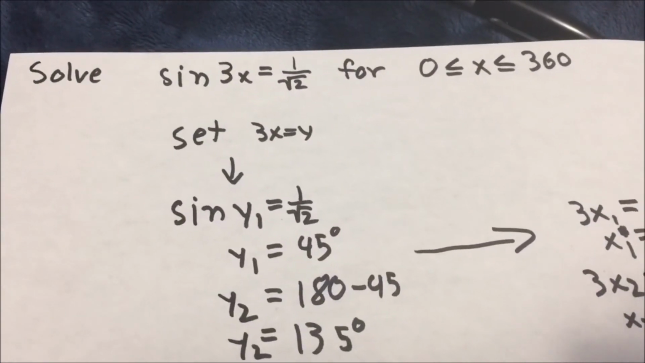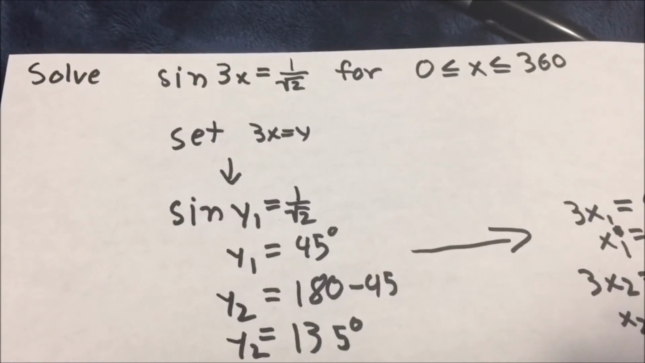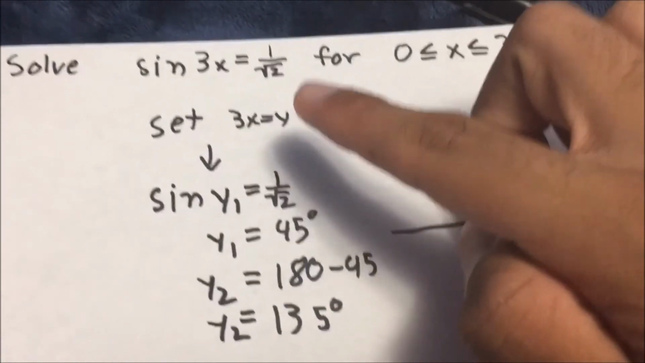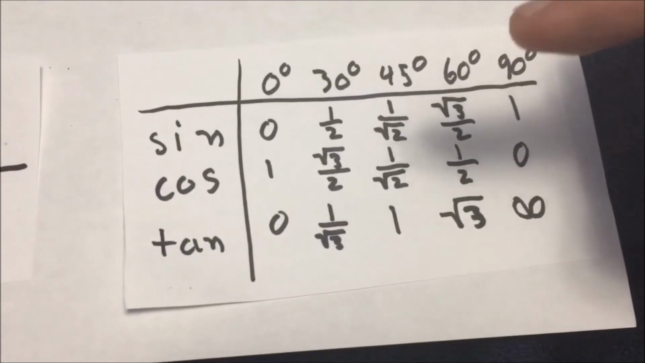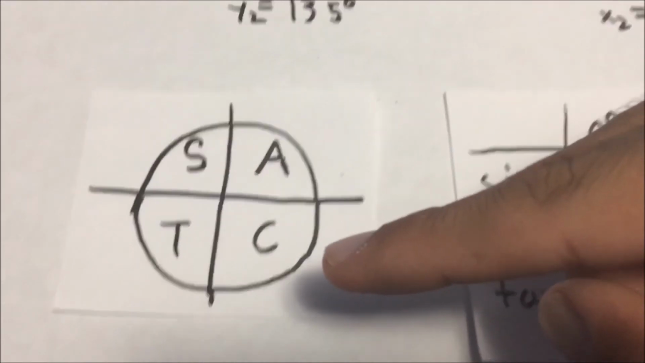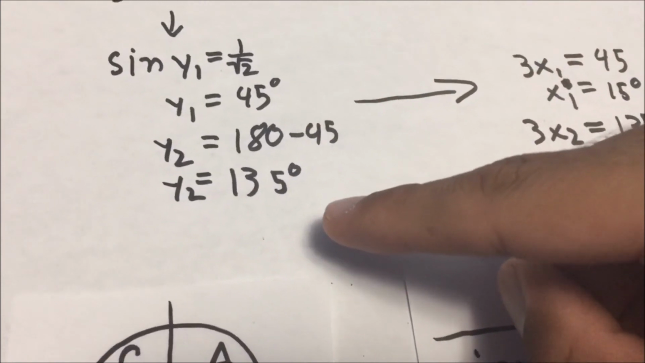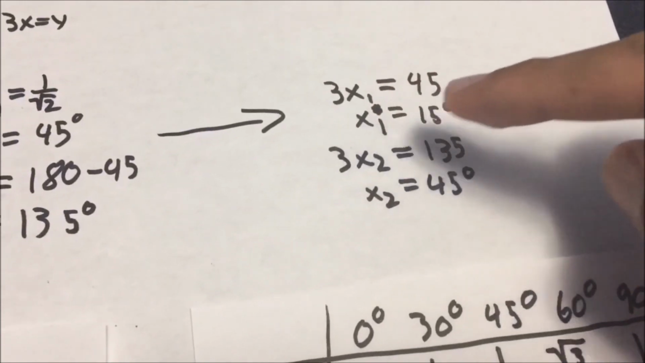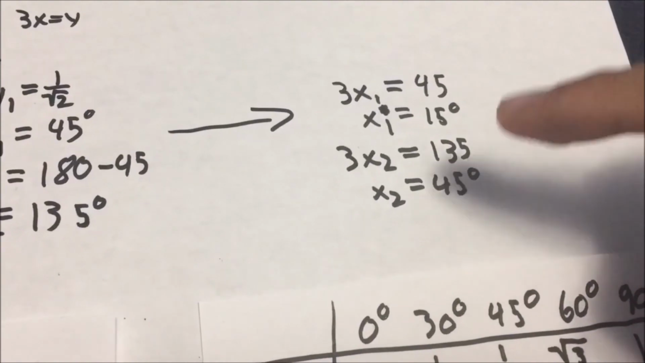Here, we have a more complicated question where sine 3x is equal to 1 over square root of 2 for 0 to 360 degrees. So to get a simpler variable, we set 3x equal to y. So we get sine y is equal to 1 over square root of 2. Then we do the same thing we did in the first simple question, where we use the special angles chart and our CAST rule to find our two values. So we get 45 and 135 degrees. After this, we have to expand y back into 3x. After we isolate for x in both situations, we are left with 15 and 45 degrees.